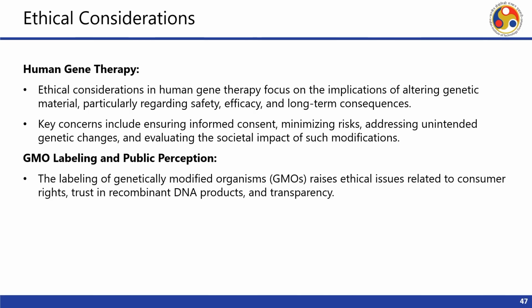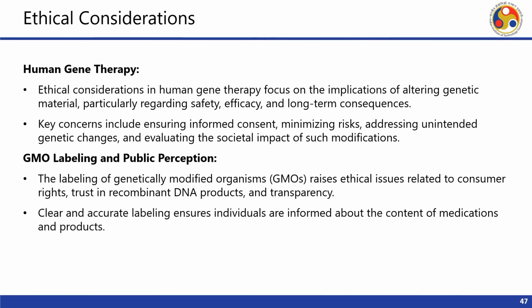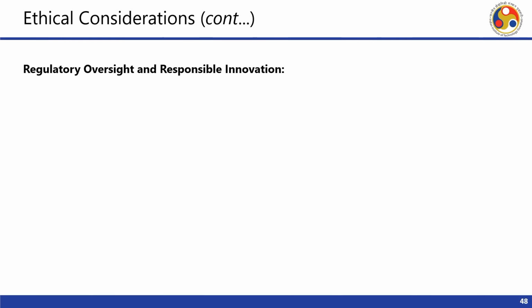The labeling of genetically modified organisms raises ethical issues related to consumer rights, trust in recombinant DNA products and transparency. Some people may not prefer GMO products, and they should be given the opportunity to identify the product. Clear and accurate labeling ensures individuals are informed about the content of the medications and products, and they can therefore take an informed decision. Other important issues are regulatory oversight and responsible innovation.